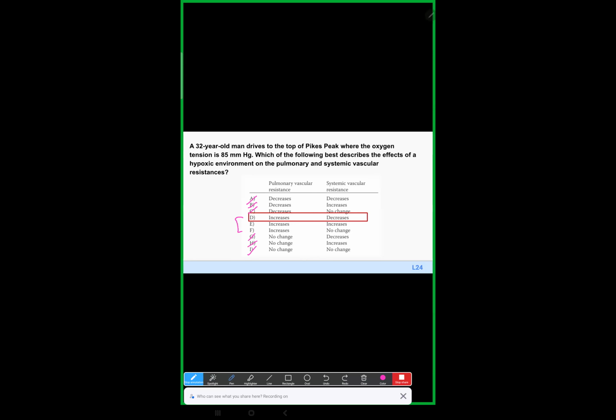Now, when there is a hypoxic environment, we talked about how there's constriction in the pulmonary vessels, but in the systemic circulation, it's basically the opposite effect. What the systemic circulation does is it tries to dilate as much as possible so that it can increase the blood flow to organs in order to transport oxygen to these organs for metabolic activities. So naturally, it would cause vasodilation in the systemic vasculature, and therefore there would be a decrease in resistance. So the answer here would be an increase in pulmonary vascular resistance due to constriction, and a decrease in systemic vascular resistance due to vasodilation.